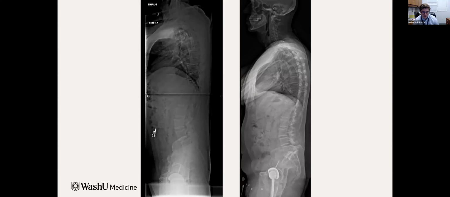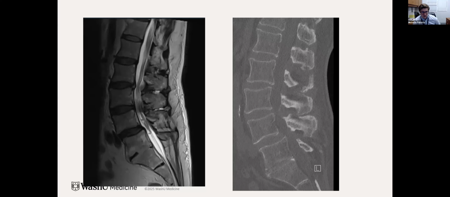And actually, this was fairly rigid, as you could imagine, on supine films. Actually, the spondylolisthesis I would have thought would have moved more than this, but it's fairly rigid, and you can see the severe stenosis he had on his MRI from L2 to L5. And again, you can see the ankylosis of the L5-S1 segment.